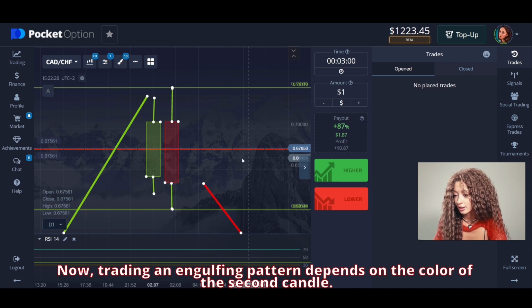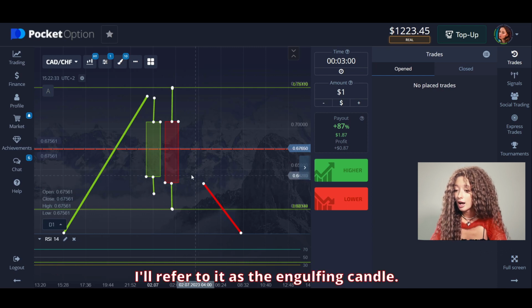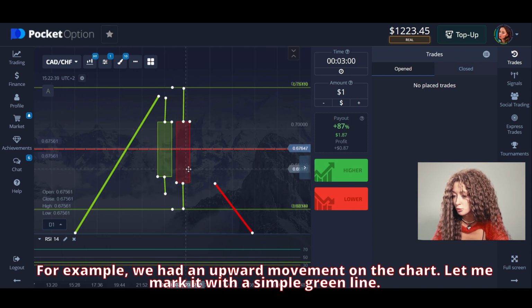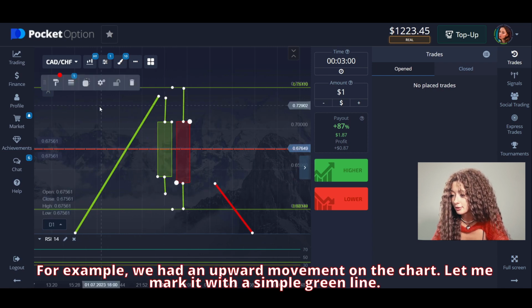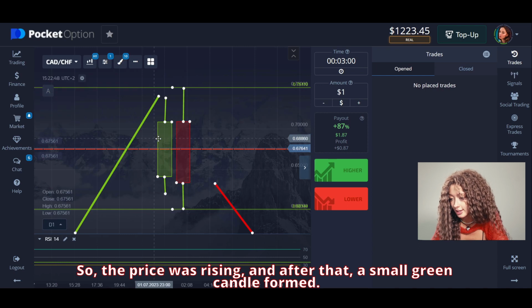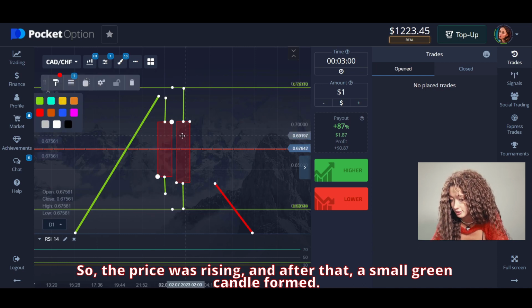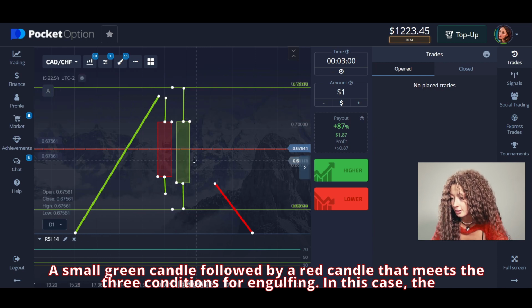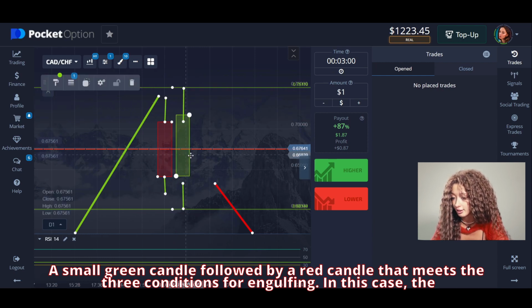Now, trading on an engulfing pattern depends on the color of the second candle. I will refer to it as the engulfing candle. For example, we had an upward movement of the chart. Let me mark it with a simple green line. So, the price was rising, and after that, a small green candle formed, followed by a red candle that meets the three conditions for engulfing.